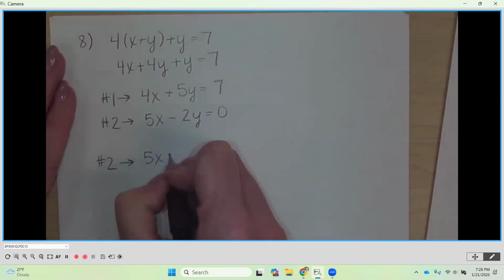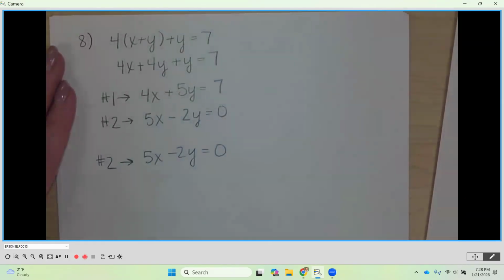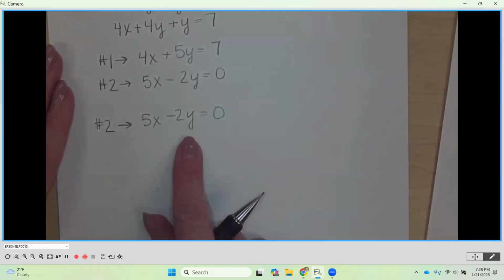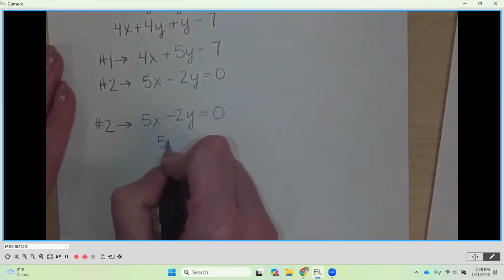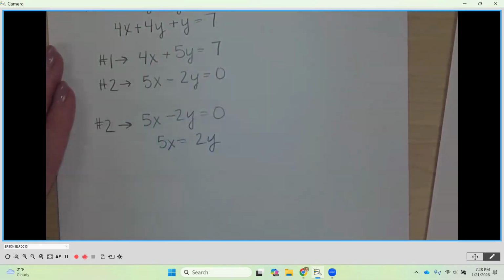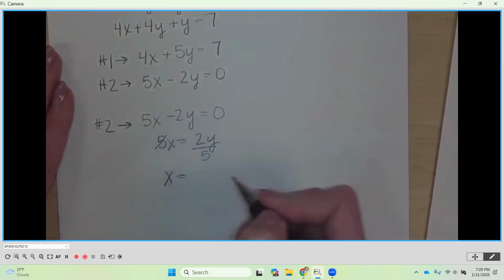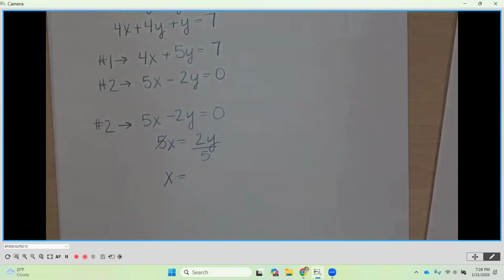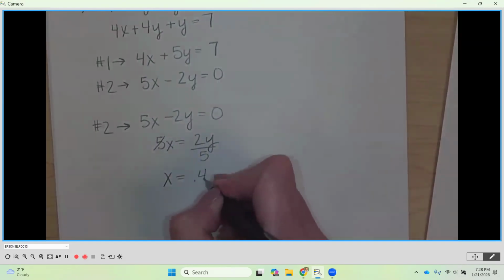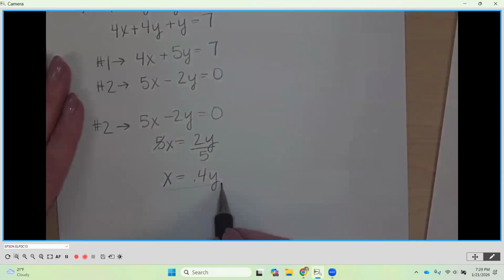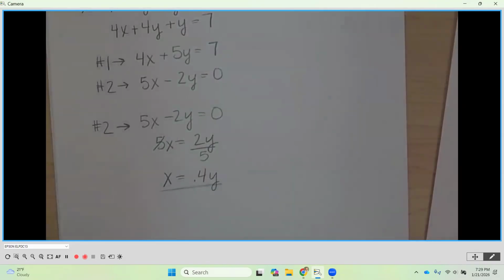So let's work with number 2 to start. I'm just going to rearrange it. 5x minus 2y is equal to 0. And now I want to get my x by itself. So I'm going to take my negative 2y and put it to the other side. 5x is equal to 2y. And then I'm going to divide both sides by 5. So x is going to be equal to, is that 0.4? Okay. I'm going to hold that because that's as far as I can go here. I've got x in terms of y.